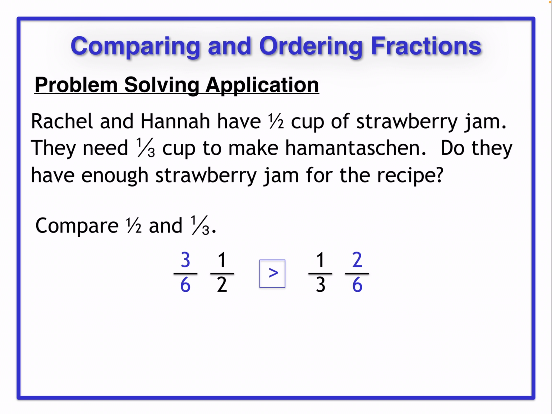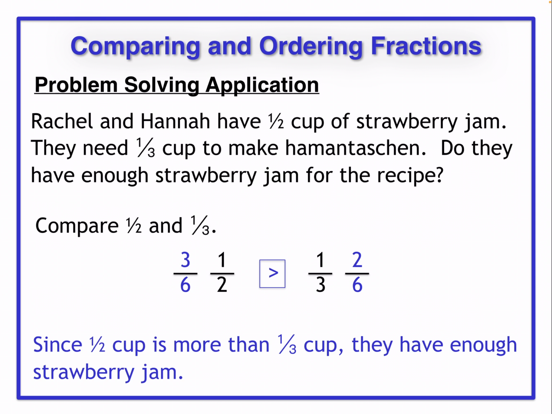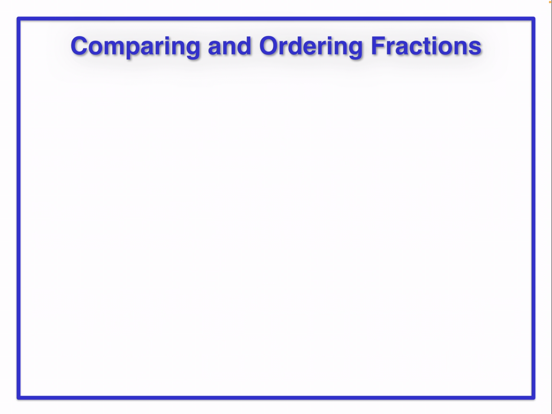Now that we have the same denominator, we can compare, and we're going to find out that 3/6 is greater than 2/6. That means 1/2 is greater than 1/3. So since 1/2 cup is more than 1/3 cup, that means they have enough strawberry jam for the recipe.